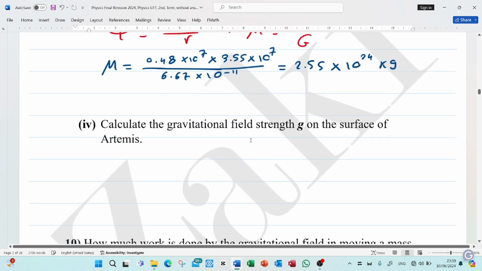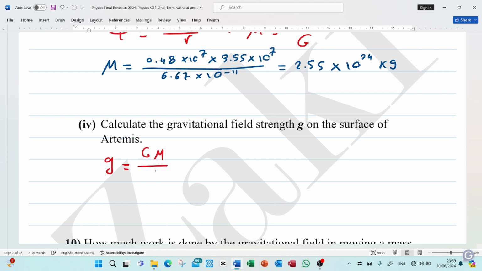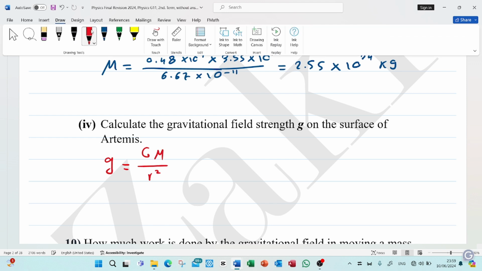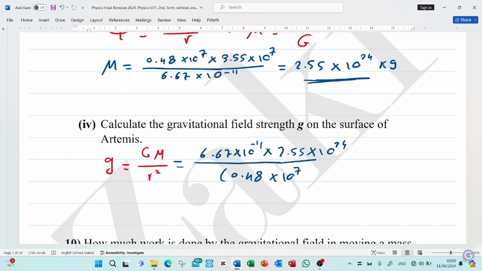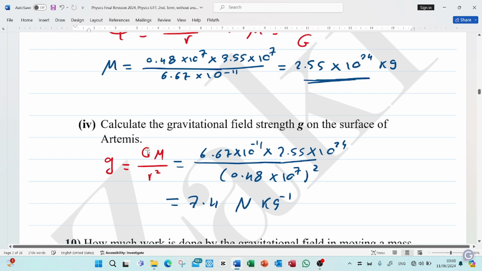Next part, calculate the gravitational field strength. Gravitational field strength g, from the formula sheet, g equals Gm over r squared. So we calculate this: equals G, 6.67 times 10 to the power negative 11, multiplied by m. Already we calculated m, it's 2.55 times 10 to the power 24, divided by r. r is 0.48 multiplied by 10 to the power 7, all squared. By using the calculator, the answer is 7.4 newtons per kilogram, or meters per second squared.